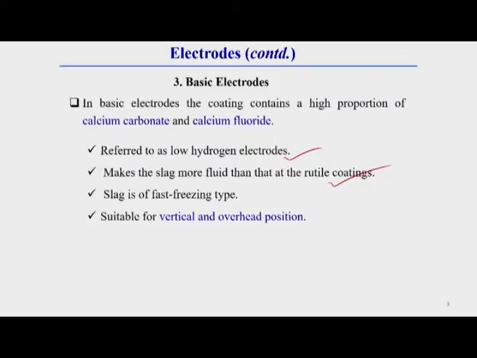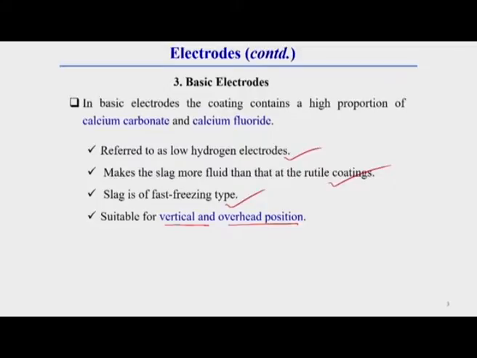And here one thing you should keep in mind: the slag is fast freezing type, that means it solidifies immediately. Its solidifying rate is very fast compared to rutile types. Due to this fast freezing characteristic, these types of electrode are suitable for vertical and overhead positions. You have observed that other electrodes, like cellulosic, are also able to do positional welding.